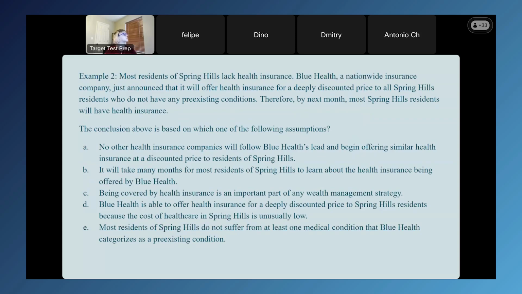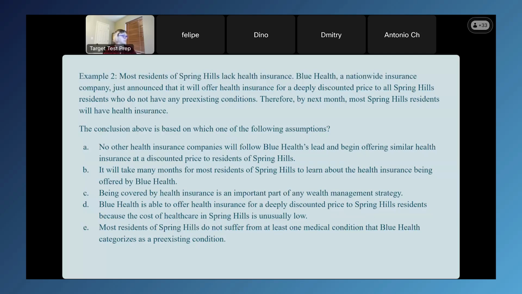Let's go through our choices. A, no other health insurance companies will follow Blue Health's lead and begin offering similar health insurance at a discounted price to residents of Spring Hills. This is a trap because it does not specify that they have to get their health insurance through Blue Health. B, it will take many months for most residents of Spring Hills to learn about the health insurance being offered by Blue Health. This is a weakener, and a weakener can never be a necessary assumption.